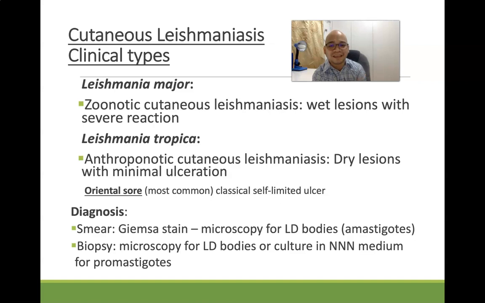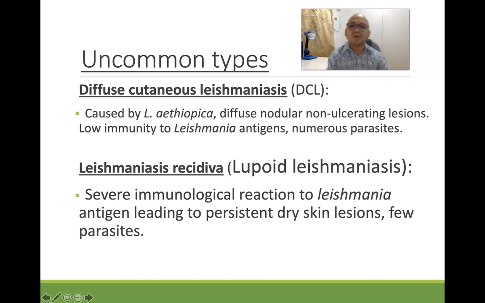The uncommon type is the so-called DCL, or diffuse cutaneous leishmaniasis. One of the species is called Leishmania aethiopica, which causes diffuse non-nodular, non-ulcerating lesions. It will produce low immunity to Leishmania antigens, but there are numerous parasites. Also, parasitemia is a possibility. Parasitemia, by the way, is the presence of parasites in the blood.